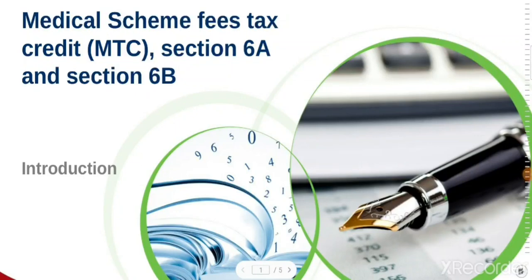This is Tuli speaking. I'm going to go through medical tax credits. They are technically called medical scheme fees tax credits in the legislation, and then there's an additional medical scheme fees tax credit. Section 6A is your normal fixed rate medical tax credit, and Section 6B is the additional one, which looks at qualifying medical expenses. This video will just go through the theory, and then there are other videos working through some practical examples.